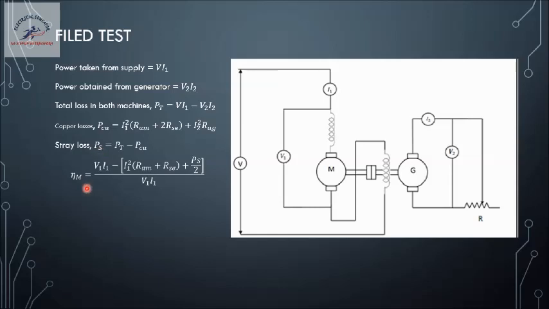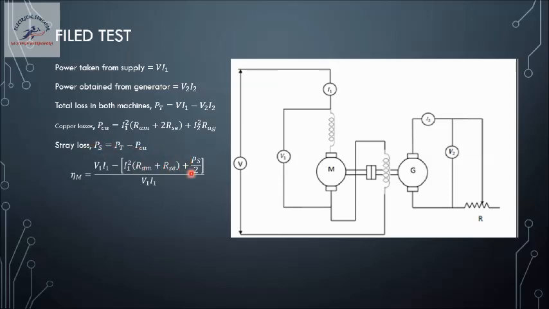The efficiency of the motor is given by input minus losses divided by input. So for the motor alone, the motor voltage is V1 now. Only for the motor terminals the voltage is V1. The current going is I1, and subtract the losses. So I1 square field resistance, armature resistance. So I1 square times motor armature resistance plus motor field resistance, plus stray loss, that is PS divided by 2, all divided by input.